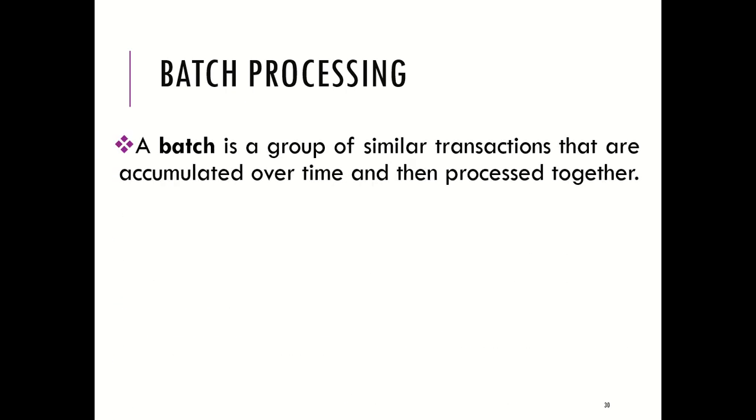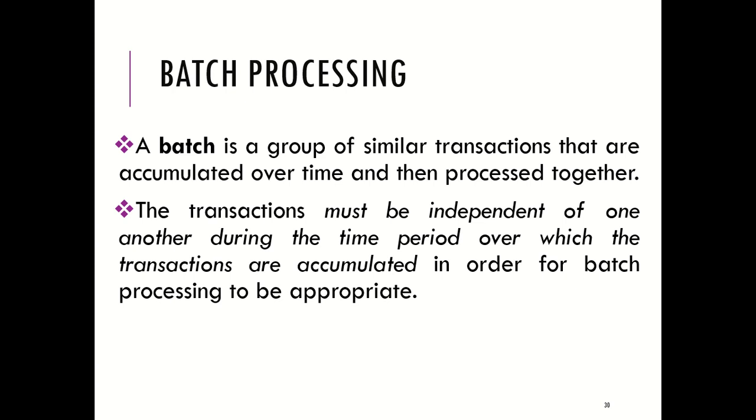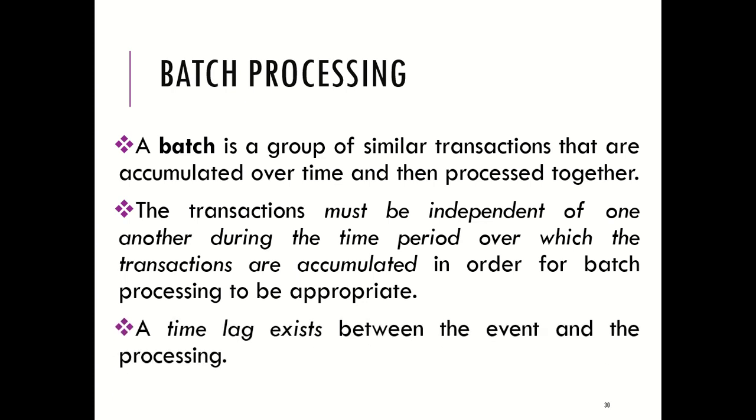So a batch is a group of similar transactions that are accumulated over time and then processed together. So similar transactions, many of them accumulated and processed together. The transactions must be independent of one another during the time period over which the transactions are accumulated in order for batch processing to be appropriate. Then a time lag exists in batch processing between the event and the processing.